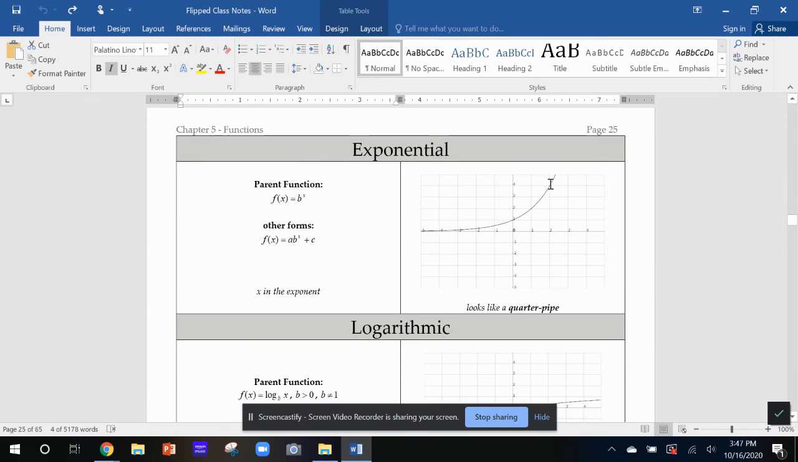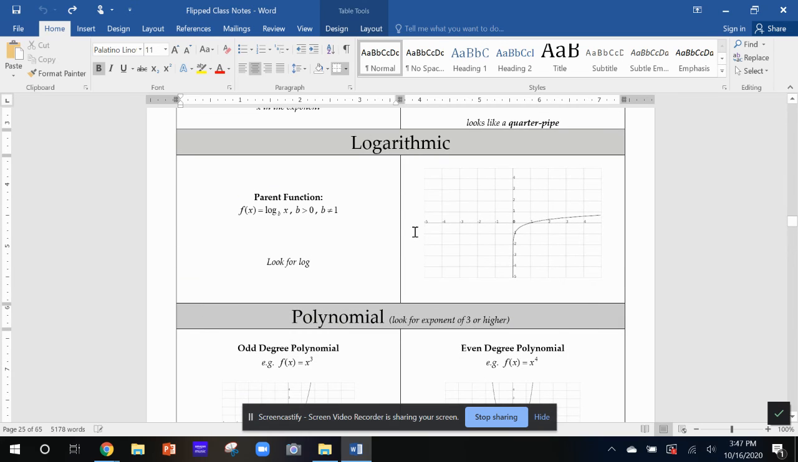Exponential functions look like 1 slide, and I say it looks like a quarter pipe because if you look down a pipe, it looks like a circle. If you cut a quarter out of it, then it looks like a quarter pipe. It's like a slide. And the equation has x in the exponent. So you can see right there, b to the x power. It's not that it has an exponent, it's what's in the exponent that's important. x is in the exponent.